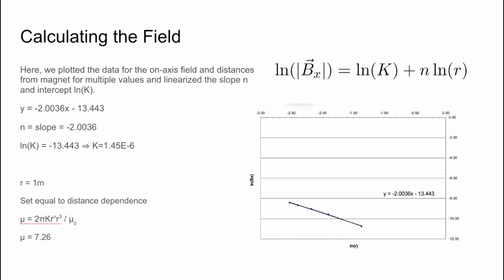Here we plotted the data for the on-axis field and distances from the magnet for multiple values and linearized, giving slope n and intercept ln of k. Here you can see the plot and equations for the linearized slope and for different r values to represent different distances away.